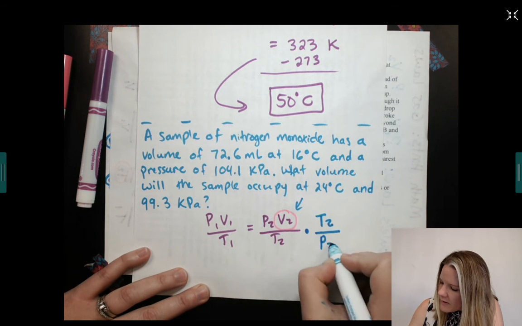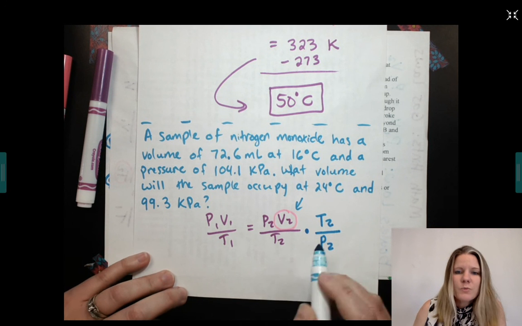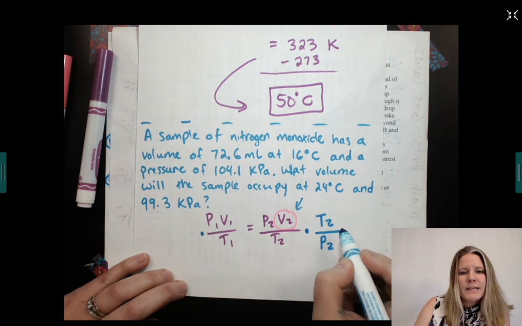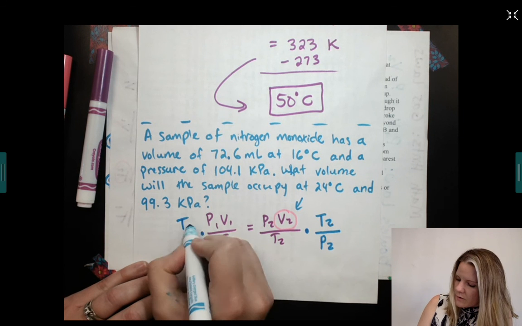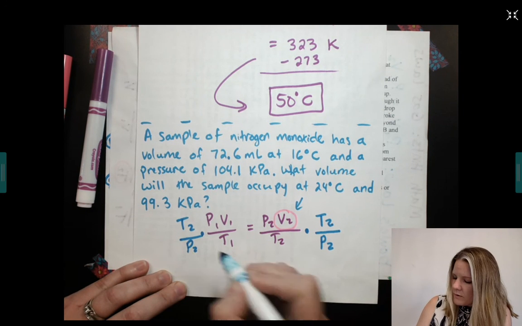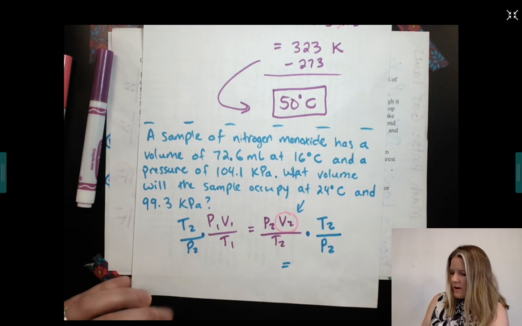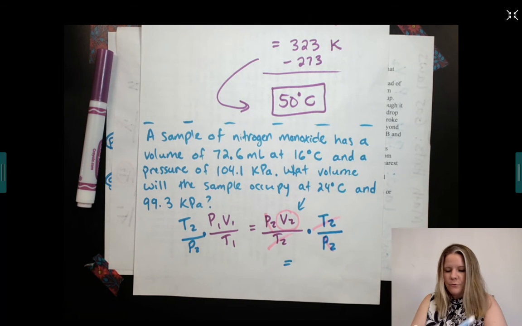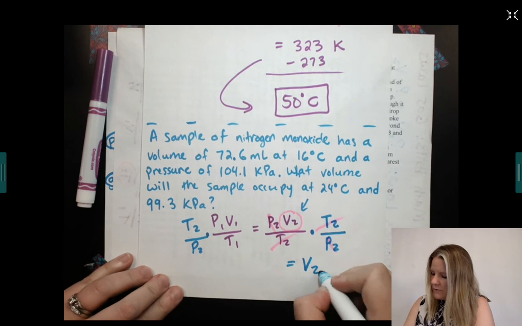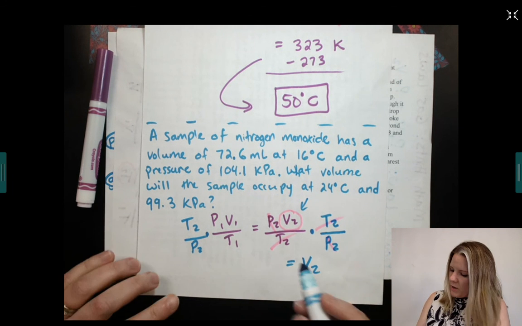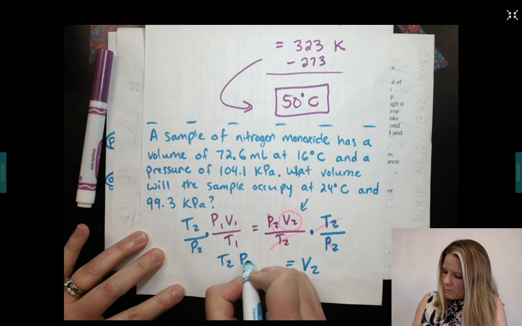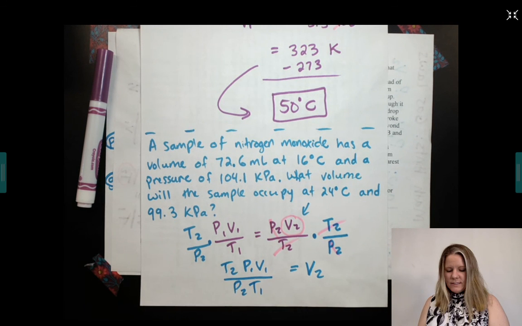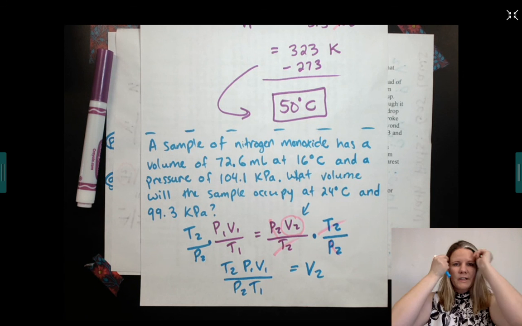And of course, as in all algebra classes, what you do to one side, you have to do to the other side to be fair. So if you're multiplying by T2 over P2, you better also do that on the other side. And voila, we have our variables canceling, and we have our V2 solved for. V2 is now by itself, and on the other side, we have a whole bunch of other things. So let's bring it all together: T2, P1, V1, all over P2, T1. Everything's lined up, ready to substitute into that equation to find our final answer, V2.